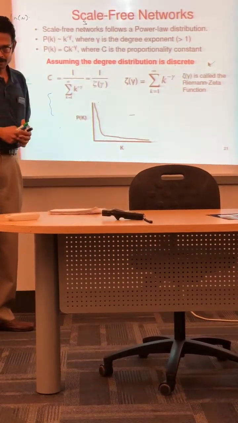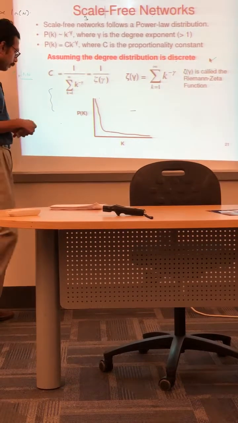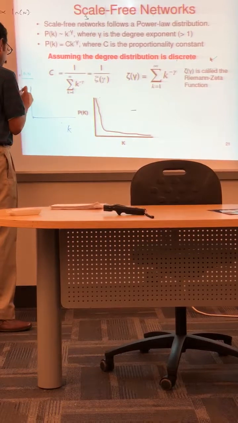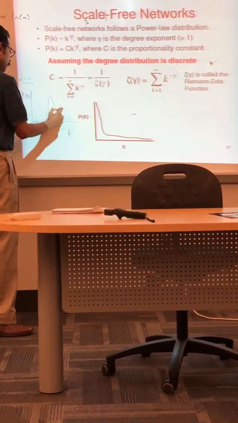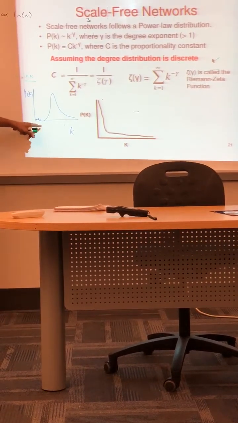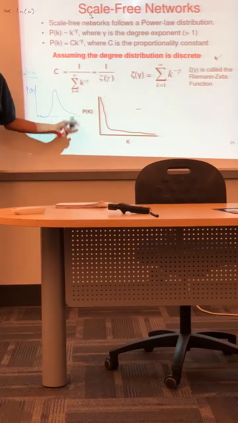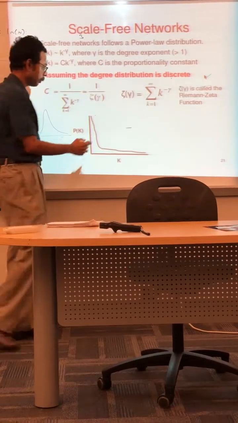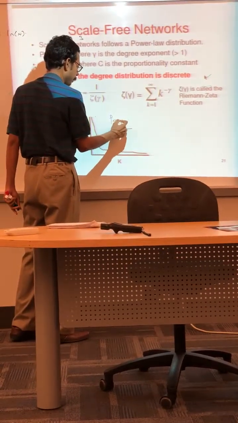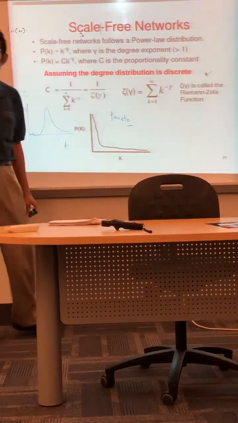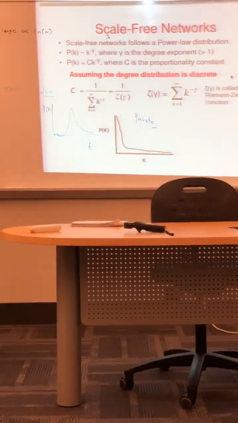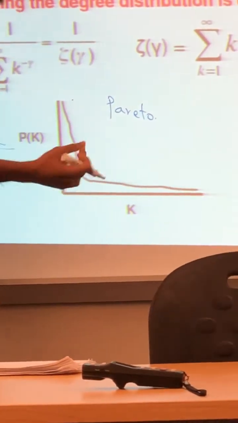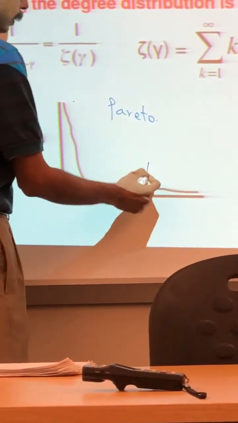If you plot k versus P of k, for a random network we saw that we got the Poisson curve. So for a random network we got something like this. This is characteristic of a random network, a Poisson distribution. Whereas this is called the power law distribution. You might have come across the name Pareto distribution. They are all the same. It's also more commonly called the heavy tail or long tail distribution.